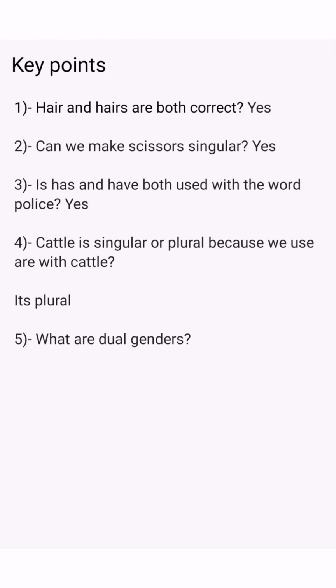Our first point was hair and hairs are both correct, and we said yes. And yes, both are correct depending on their usage. When we talk about the hair of one person, we indicate it by hair only. For example, Shelly has black hair.